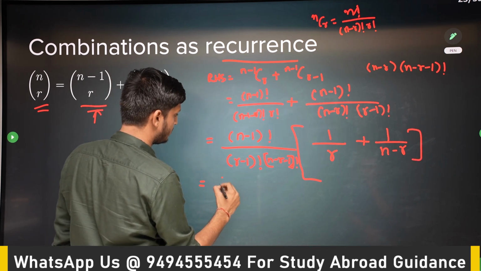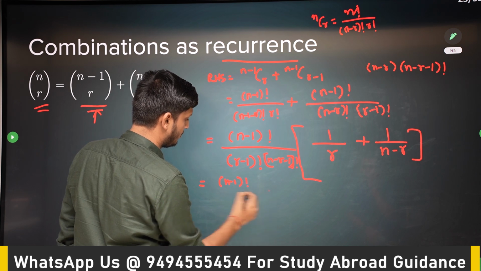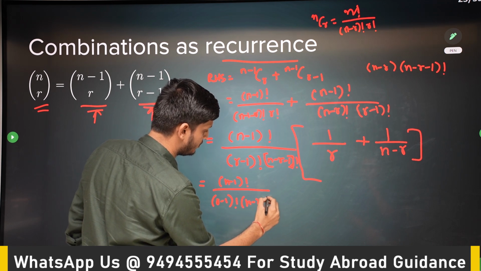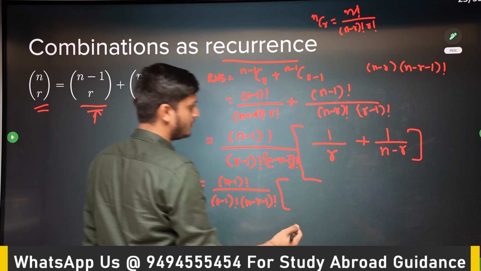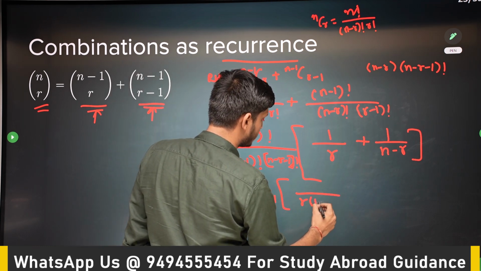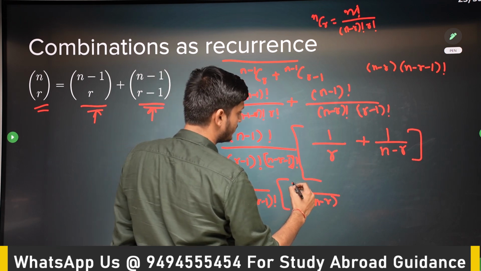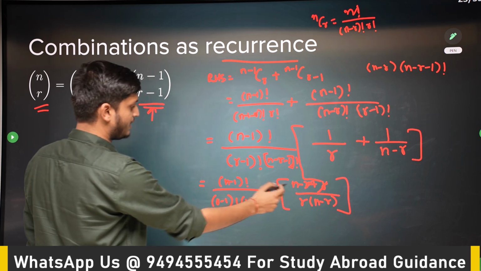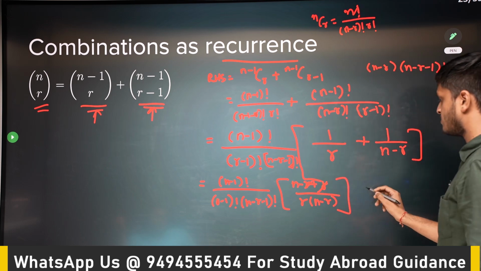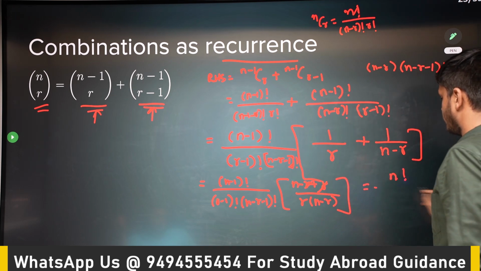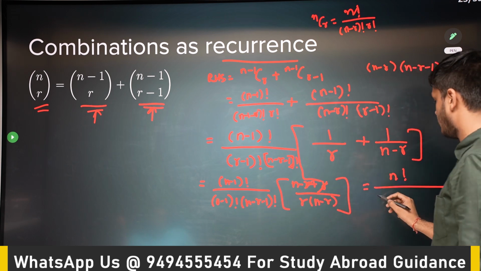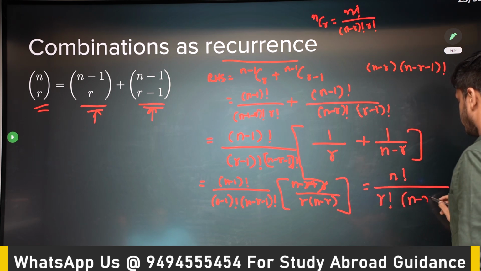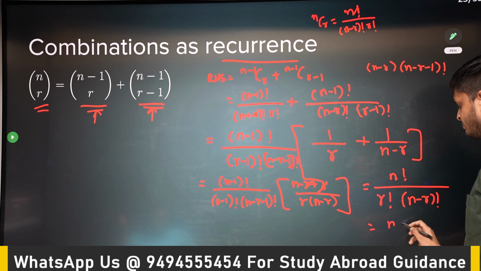Okay, so this becomes n minus 1 factorial upon r minus 1 factorial times n minus r minus 1 factorial, times, here you take the LCM, so r times n minus r, and above you will have n minus r plus r. So r and r got cancelled, this becomes n. So n times n minus 1 factorial is n factorial. And in the denominator, r times r minus 1 factorial is r factorial. n minus r times n minus r minus 1 factorial is n minus r factorial, which is nCr, which is the LHS.